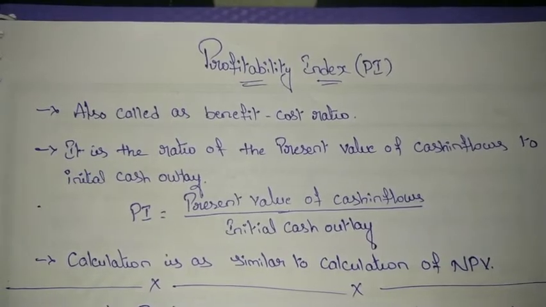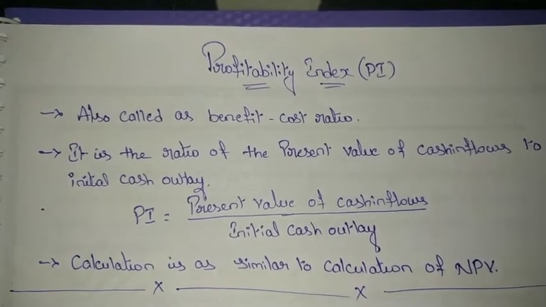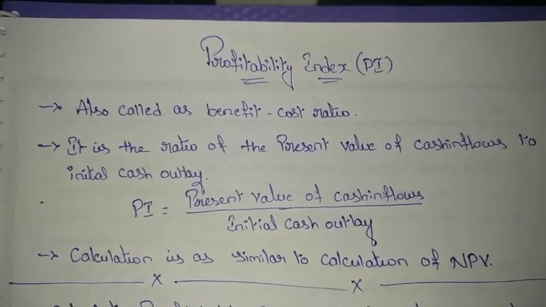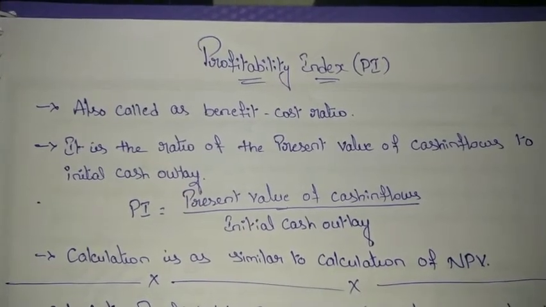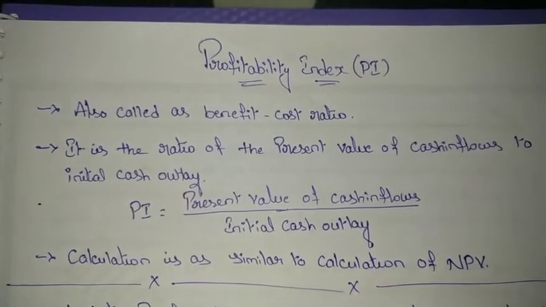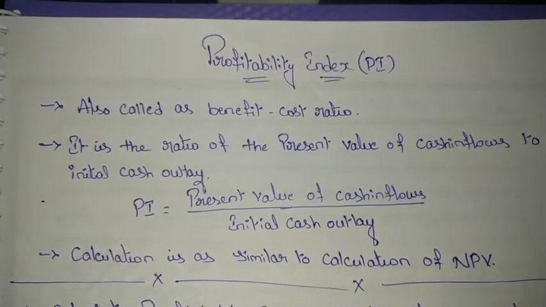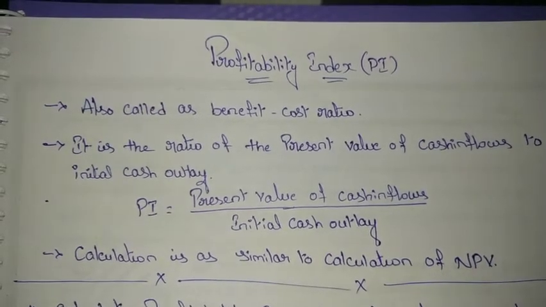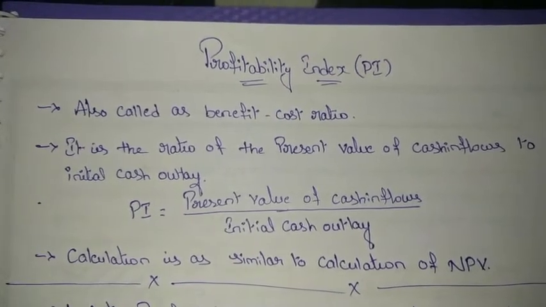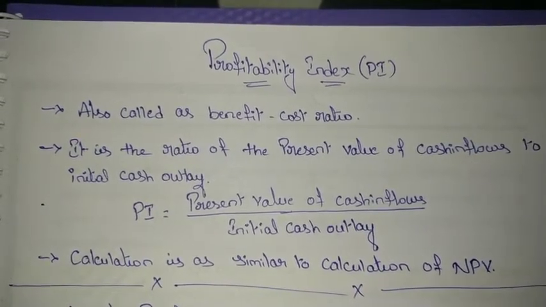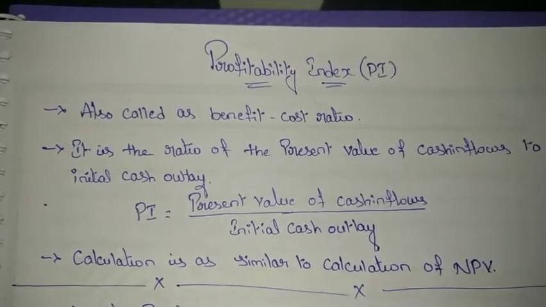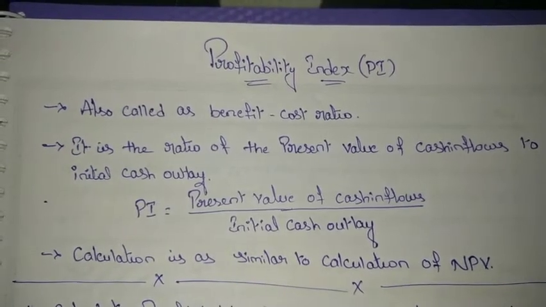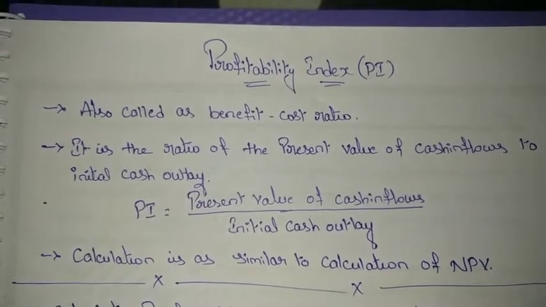The small change between NPV and profitability index is that there we subtract present value of cash outflows from present value of cash inflows. Here we are dividing the two, but the remaining procedure is the same. So the formula for profitability index is present value of cash inflows divided by initial cash outlay. In net present value we consider present value of cash inflows minus initial outlay, but here we divide the present value of cash inflows by initial cash outlay or initial investment.